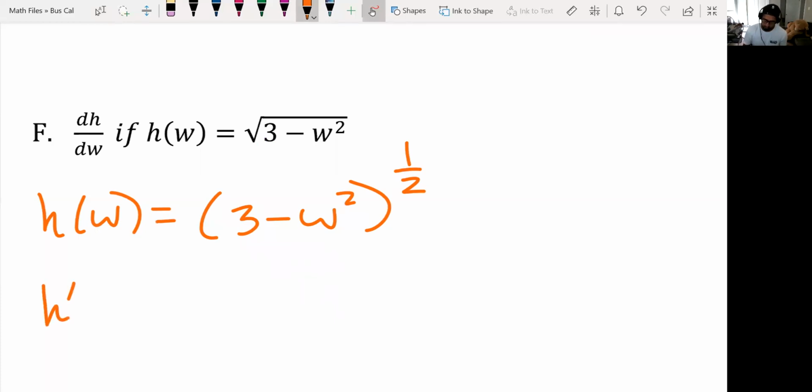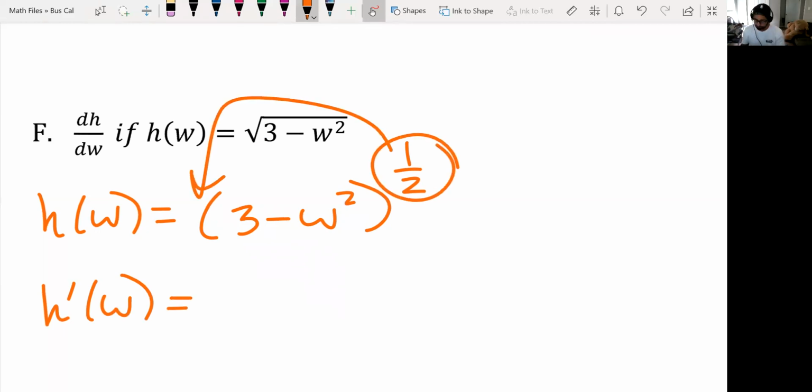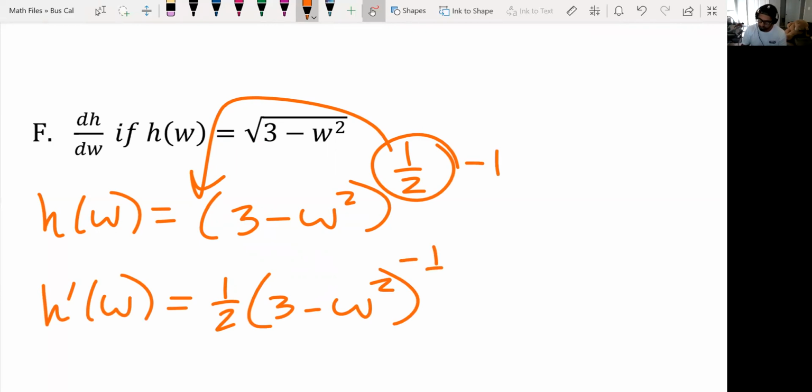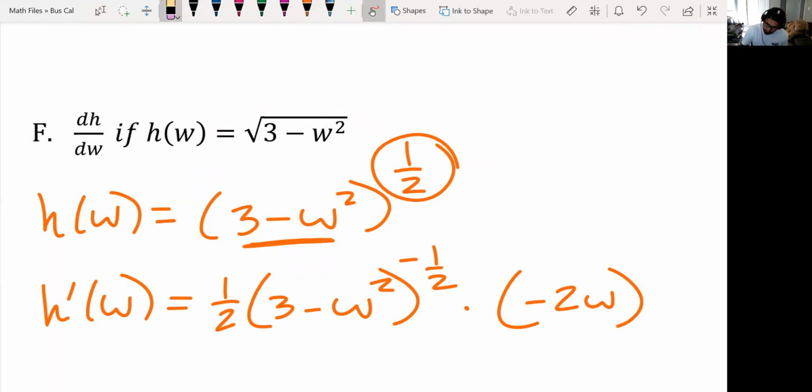So h prime w, the 1/2 comes down. The inside stays the same. Subtract 1. 1/2 minus 1 is -1/2. Multiply it by the derivative of the inside. The derivative of 3 minus w squared is -2w. Okay. Calculus is done. Derivative's done. Chain rule's done. Algebra on from here.